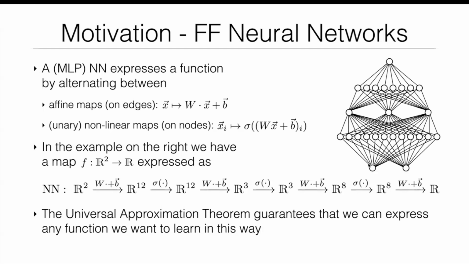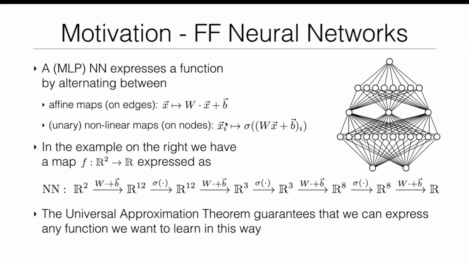So in the example here, we have a map from R^2 into R, and this map is constructed by going into R^12 here first by multiplying by this matrix. Then I apply a piecewise nonlinearity, let's say a hyperbolic tangent. Then I'm mapping R^12 into R^3 here. Then I'm applying nonlinearity, I'm mapping R^3 into R^8, apply nonlinearity, and then I map it into R.